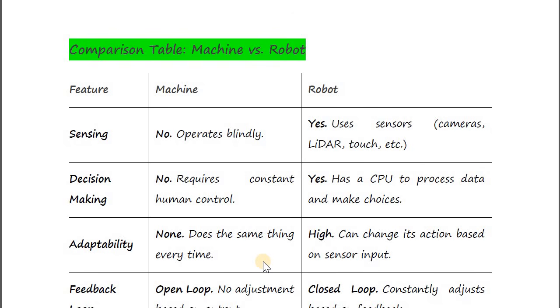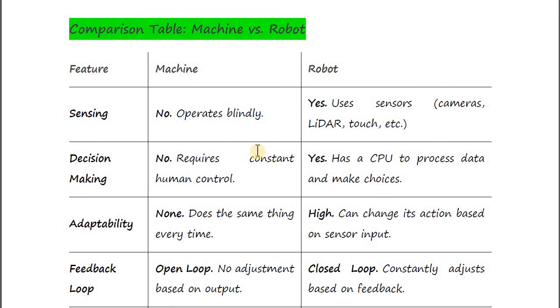Now let's look at the comparison table. This might come in handy for your examinations, so do concentrate, students. So, machine versus robot, and we have the feature over here. First is sensing. What about the machine? Definitely no, it just operates blindly. What about the robot? Yes, it senses. And what does it use? Basically sensors, camera, lidar, touch and all that.